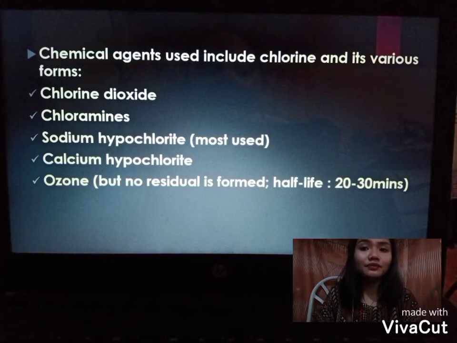We also have, for the disinfection of the wastewater, chlorine dioxide, chloramines, sodium hypochlorite, calcium hypochlorite, and ozone. Ozone is not usually used because no residual is formed, and its half-life is 20 to 30 minutes. Sodium hypochlorite is the most used in disinfecting wastewater.